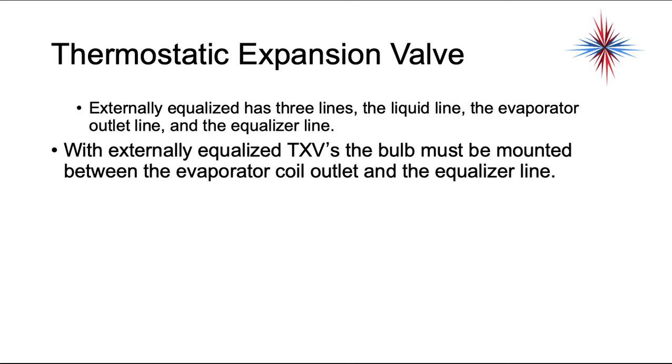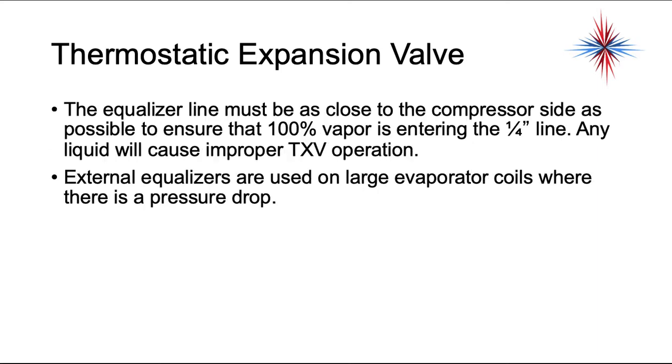You cannot mount on the compressor side of the equalizer line. The equalizer line must be as close to the compressor side as possible to ensure that 100% vapor is entering the quarter-inch line. Any liquid will cause improper TXV operation. You don't want liquid in the suction line anyways. External equalizers are used on large evaporator coils where there's a pressure drop.